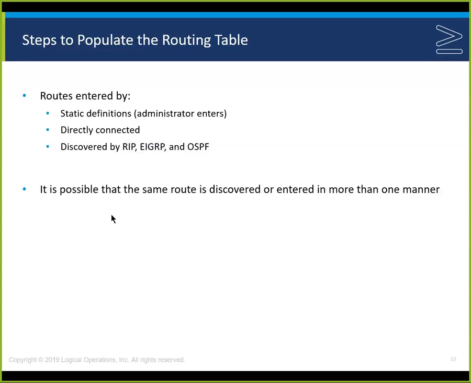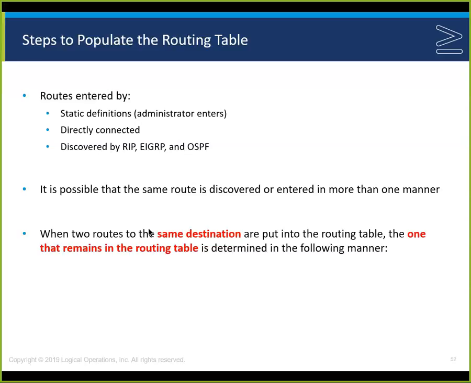It is possible that the same route is discovered or entered in more than one manner, and this is where the administrative distance comes in. If the same destination is put into the routing table, the one that remains is determined in the following manner.